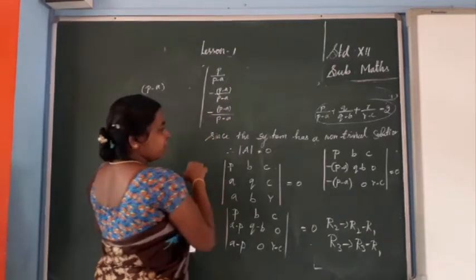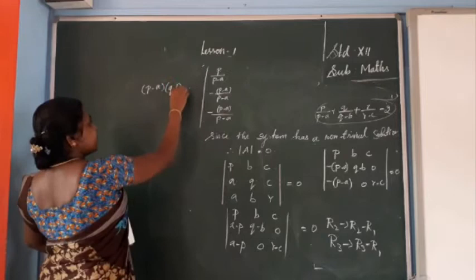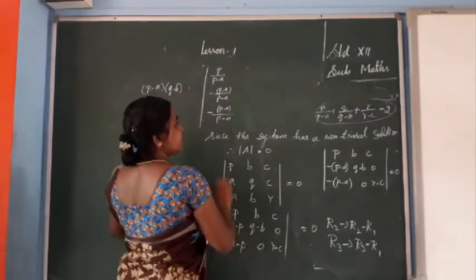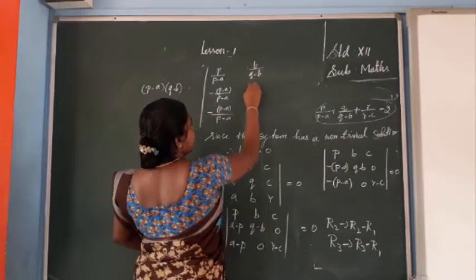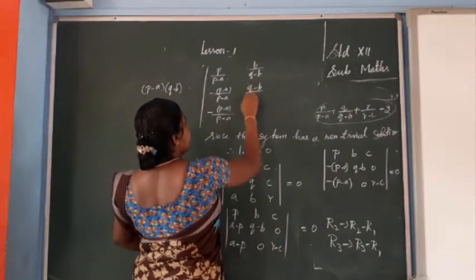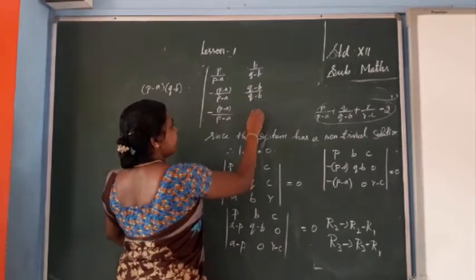Okay, first column over. In the second column, I am going to multiply and divide by q minus b. Okay, divide. Inside you have to divide b by q minus b. Then q minus b by q minus b. Next one 0 by q minus b, that is 0.